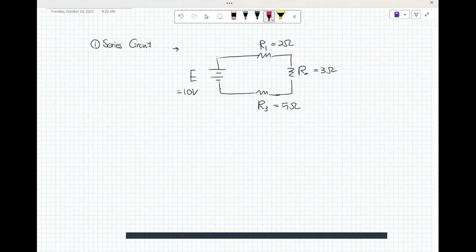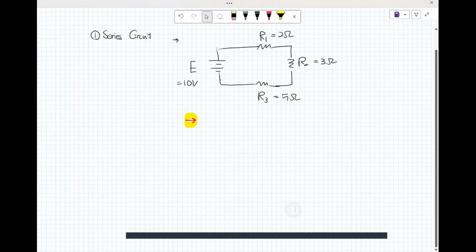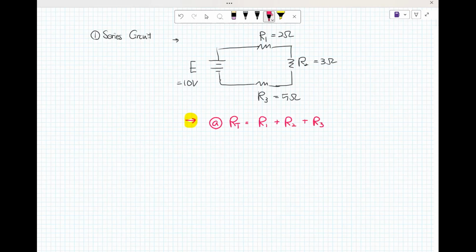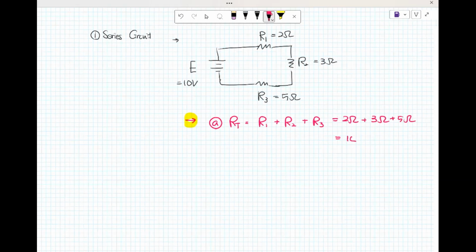Okay, for this case, R sub T, the total resistor, is R sub 1 plus R sub 2 plus R sub 3, which means 2 ohm, 3 ohm, and 5 ohm.